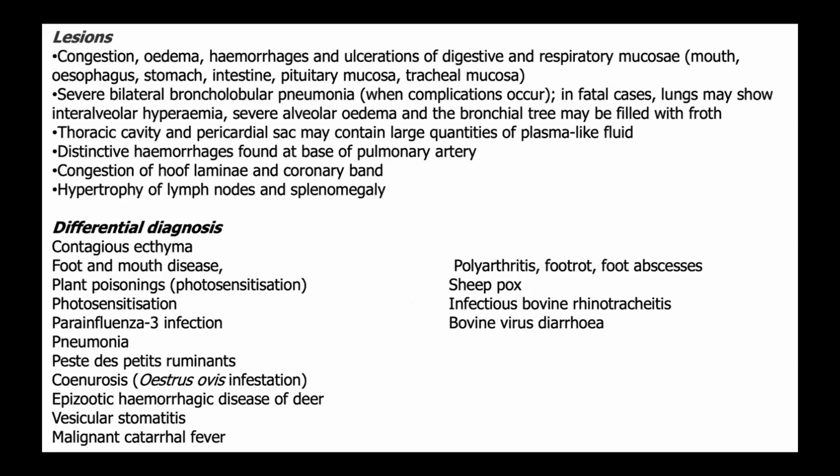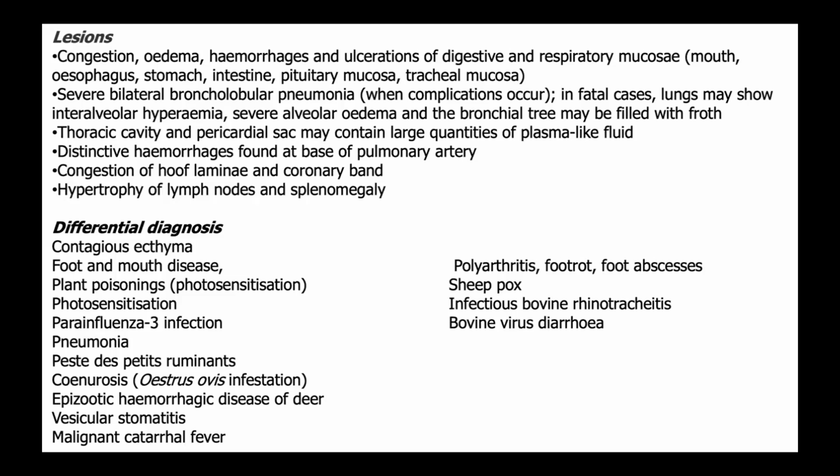So the postmortem lesions, as I have mentioned in the previous slide, there will be congestion, edema, hemorrhages, and ulceration of the digestive and respiratory tract. There is severe bilateral bronchopneumonia. In fatal cases, lungs may show intra-alveolar hyperemia, severe alveolar edema, and the bronchial tree may be filled with froth. The thoracic cavity and pericardial sac may contain large quantities of fluid. Distinctive hemorrhages will be found at the base of the pulmonary artery. There will be congestion of the hoof laminae and coronary band, and then hypertrophy of lymph nodes and splenomegaly.